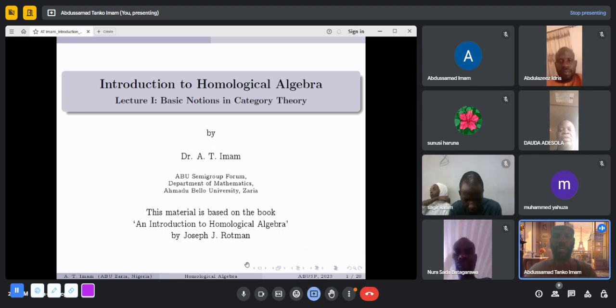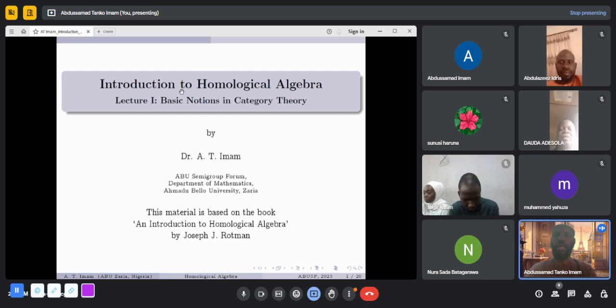Members can remember that last time we introduced the notion of category, and we said that we are going to be following the material in Introduction to Homological Algebra by Joseph J. Rotman. The entire course is Introduction to Homological Algebra, and so we start with category theory because a better understanding of homological algebra is to use category theory as the framework. Actually, category theory is a tool that is effectively used in homological algebra. So we start with the concept of category theory.